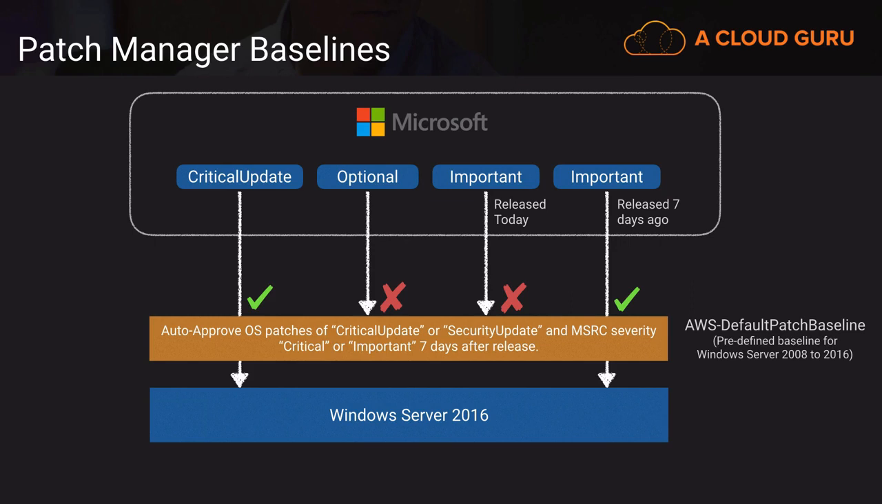But if we do want to apply things on the day that they drop, we can create a different baseline, a custom baseline, and apply that to our servers. So in this case, we have certain critical updates that get automatically applied, but there are other updates that maybe are optional in nature, and we don't necessarily want those applied because maybe we need to review them closer.